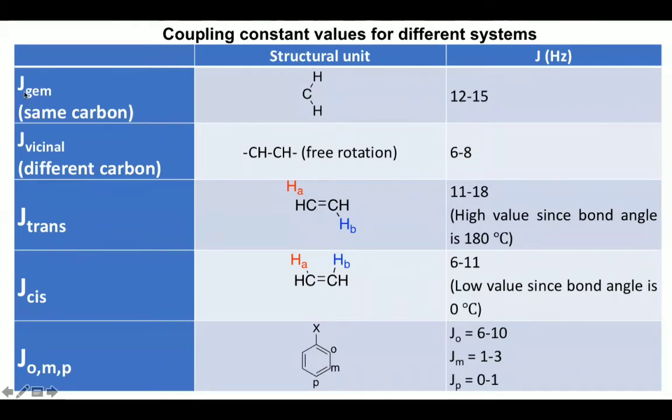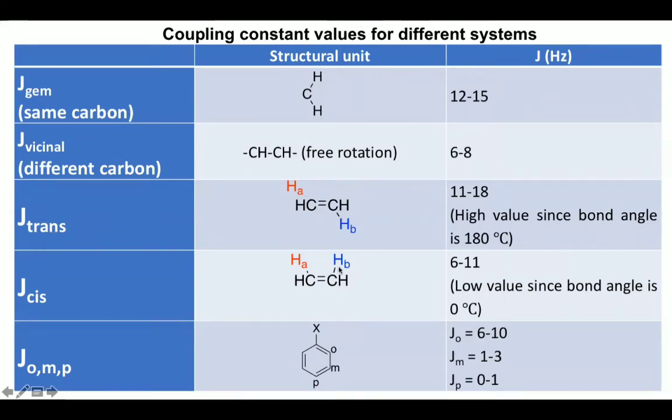So J gem, the coupling constant for the geminal protons, will always have a very high coupling constant value compared to vicinal protons. Vicinal refers to different carbons. See here, there are two protons attached to different carbon atoms, whereas in this case, two protons are attached to a single carbon atom. That's why it is referred to as geminal and this is vicinal. Why is it showing a very low J value? It is because of the free rotation between these two carbon atoms. Whenever there is free rotation, the interaction becomes less. When the interaction becomes less, automatically the J value also becomes very less.